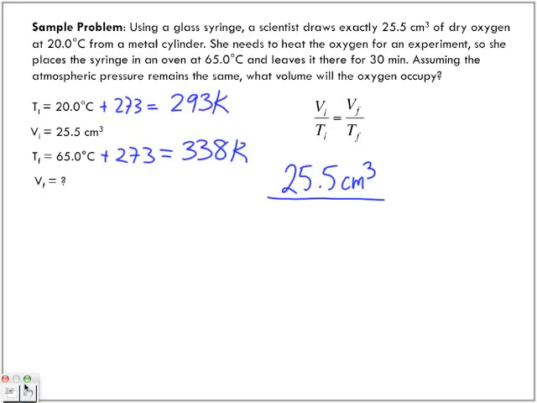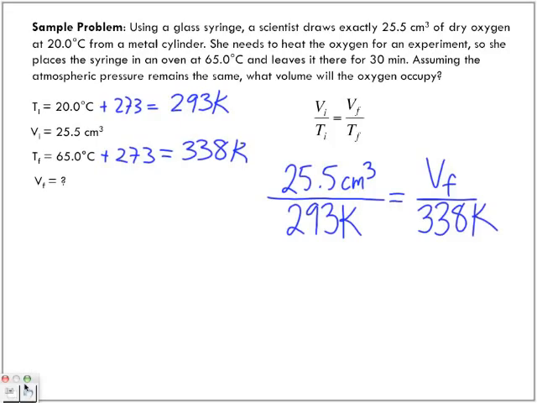Your initial temperature is 293 Kelvin. Our final volume is what we're trying to find, so we can just label it as VF over TF, which is 338 Kelvin. So here now, pretty much, we're just going back to elementary cross multiplication and division and all those functions. We want to isolate for VF.